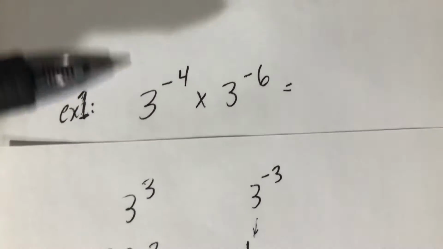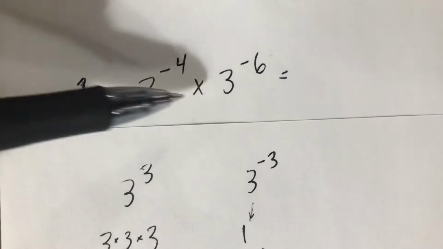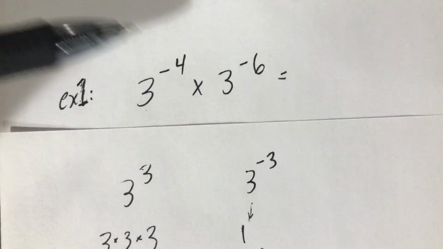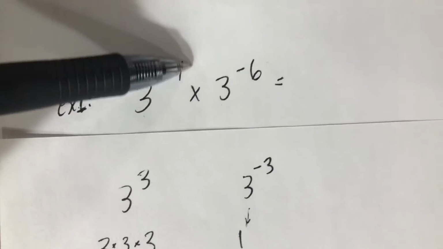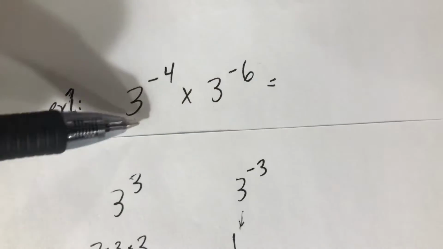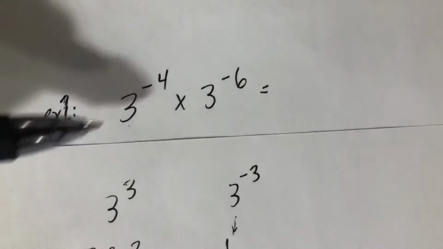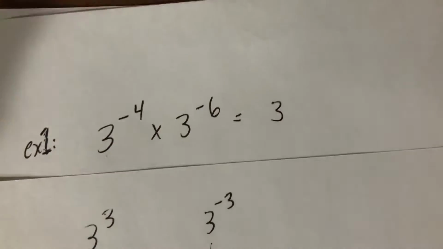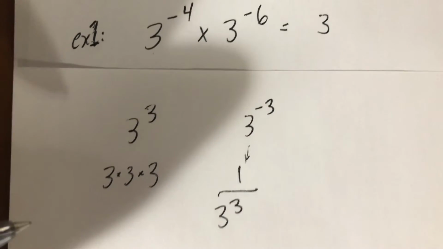Now, what's really cool is whenever you see these, where they're the exact same number and we're multiplying or dividing, then we have something simple we can do. Since this is 3 and that's 3, we can take these two numbers and add them together when we're multiplying. So really what this is going to be is 3.